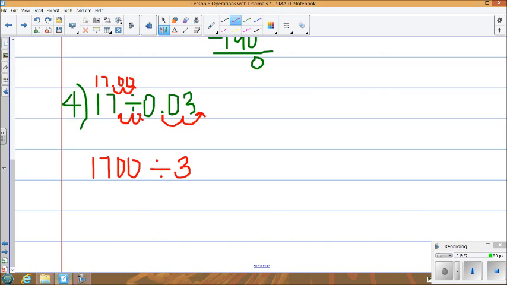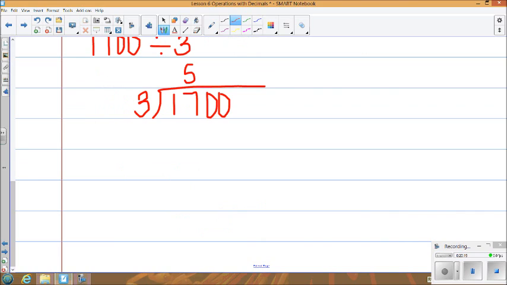So now I don't really have any decimals. Now I'm just dealing with whole numbers because I moved everything. So, show you what that looks like. Oops, let me move that down. So we have 1700. So 3 goes into 17 5 times. We get 15. Subtract, we get 2. Bring down the 0.